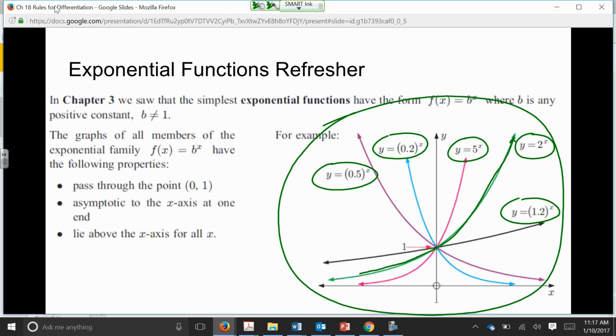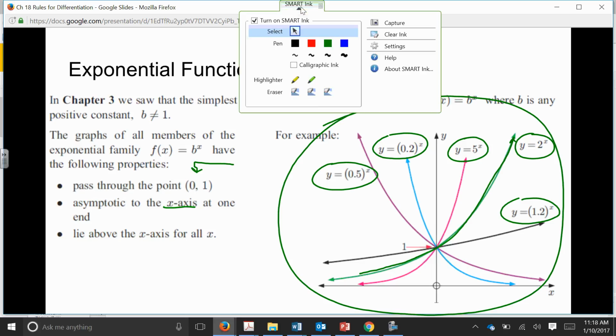So a couple other things. For all of these, as long as you know horizontal or vertical translations, you'll always be passing through the point (0, 1). It is asymptotic to the x-axis on one end, whether that's the negative x or the positive x, and all of the values will be positive for those distributions there.